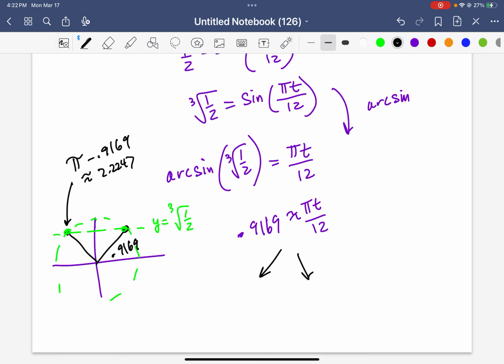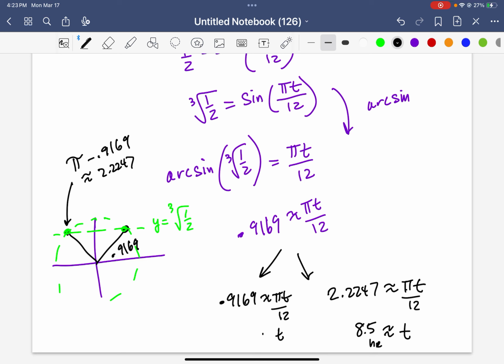So that means you have two things. You either have 0.9169 is approximately equal to pi t over 12, and 2.2247 is approximately equal to pi t over 12. And then solving for t, you get that t is approximately 8.5 hours, and the other time is t is approximately 3.5 hours.